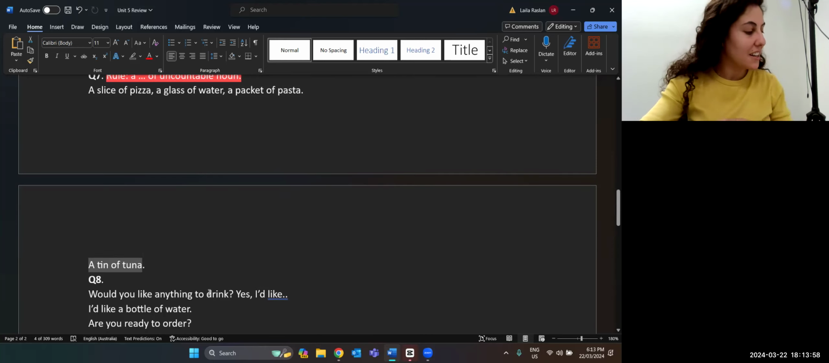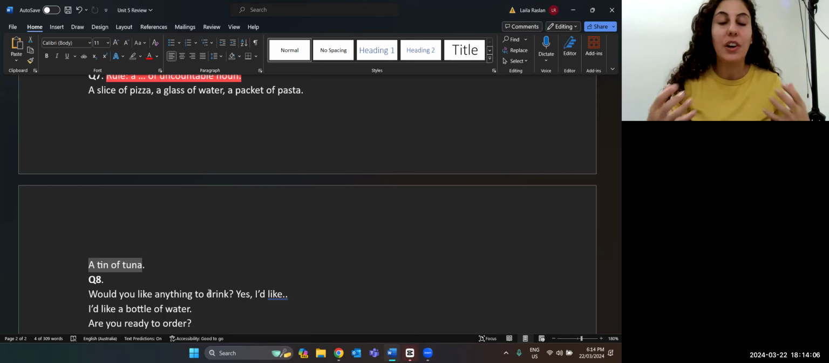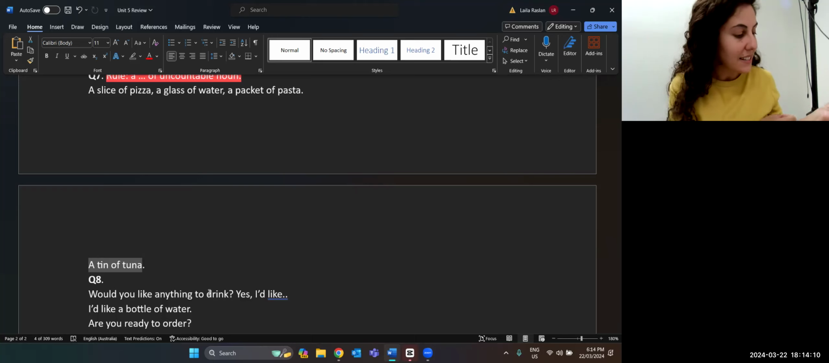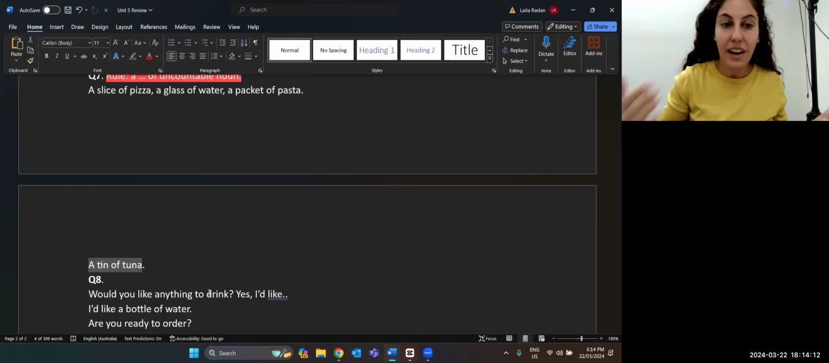Okay, so now we know how to talk about different types of food, and we looked at the lessons before, we know how to write a recipe. We know how to tell someone how to make something. So you've got to look at the last lessons to see how to write a recipe.